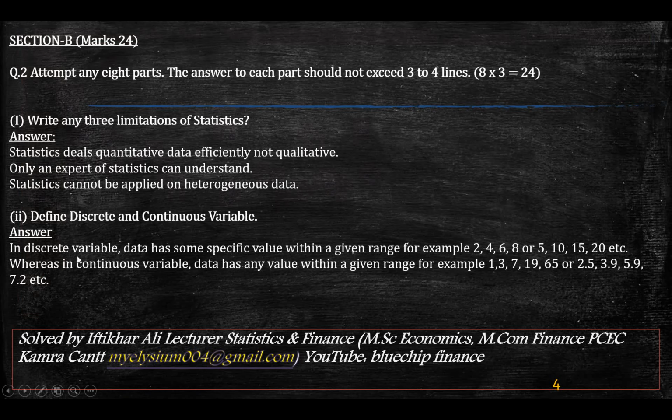Define discrete and continuous variable. In discrete variable, data has some specific value within a given range, for example 2, 4, 6, 8 and so on, whereas in continuous variable, data has any value within a given range. Simply you can understand that any countable data is discrete data and any measurable data is called continuous data.